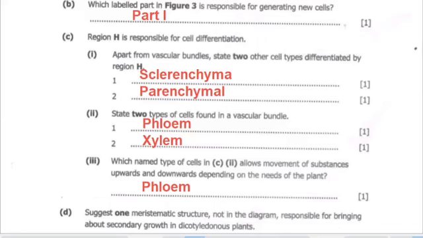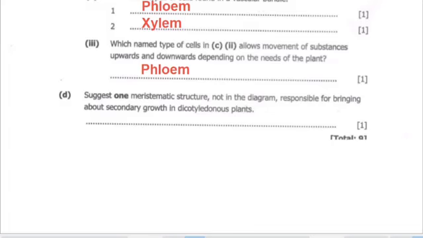We now come to our last part of question C. I hope you are able to see it nicely. Suggest one meristematic structure, not in the diagram, responsible for bringing about secondary growth in dicotyledonous plants. So one meristematic structure that is not in the diagram and is responsible for bringing about secondary growth in dicotyledonous plants is the cambium. Okay, that is our answer, cambium. So I hope it's clear. You have gotten what I've explained.